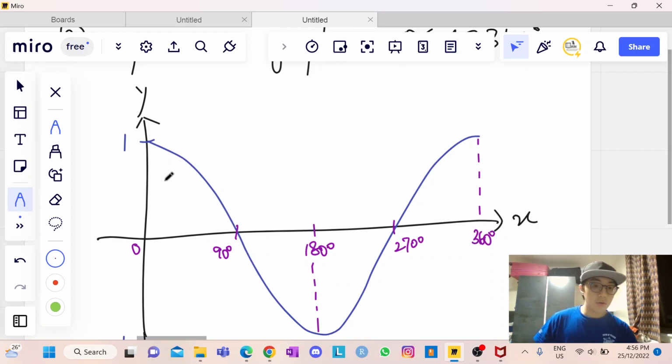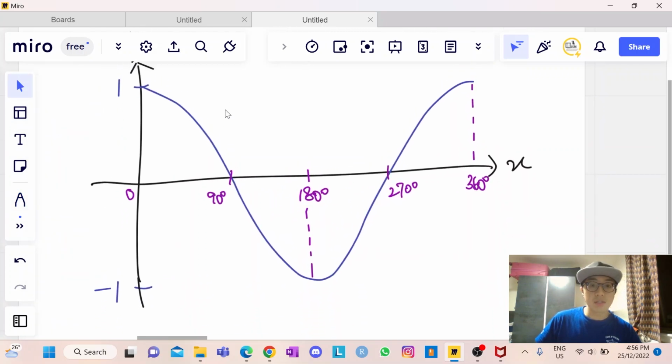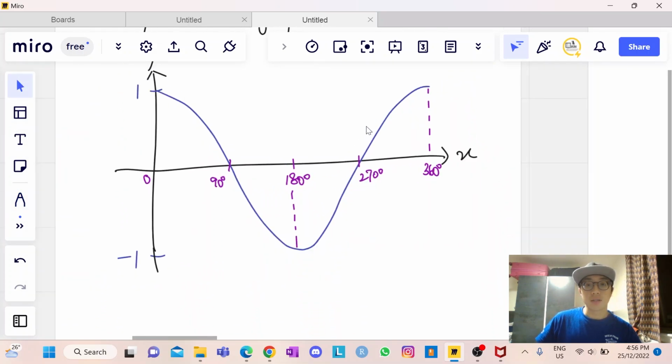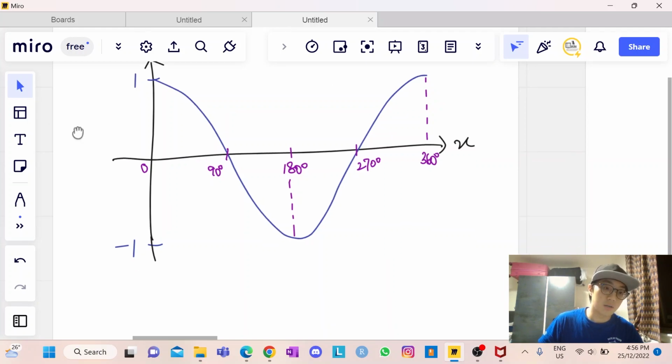From the cos graph, you can see it's like a quadratic curve, but you can't actually draw it like a quadratic curve. You must include a little bit of a curving down at the front and at the back. So it's a little bit different from the quadratic curve.